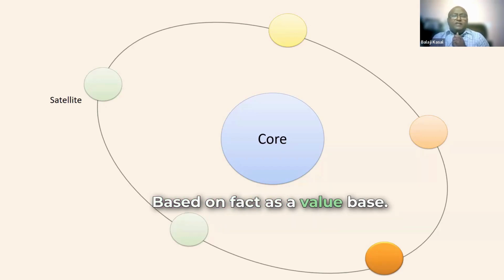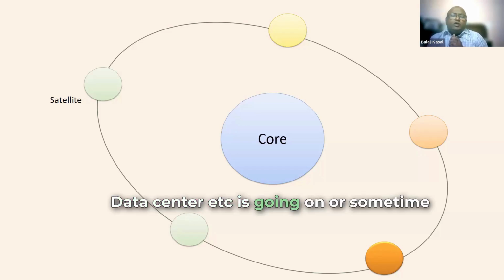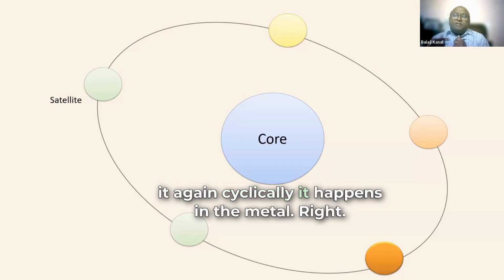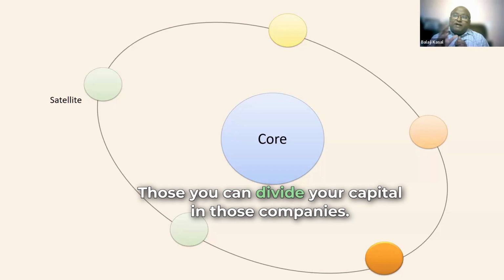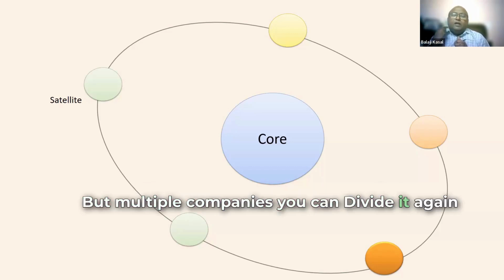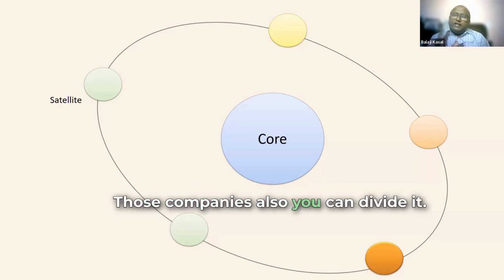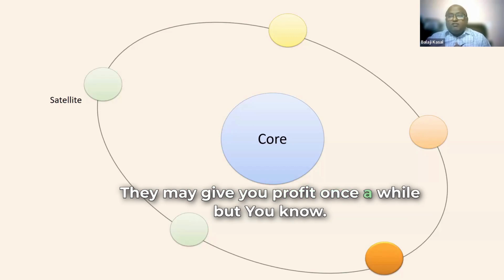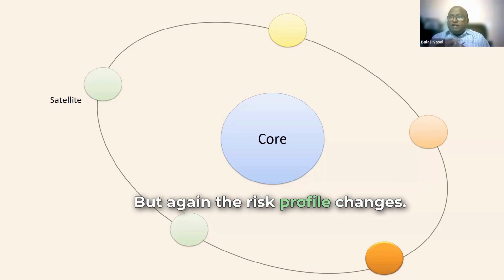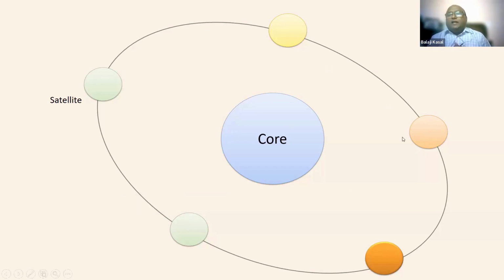Satellite portfolio are the stocks which you want to buy, some you want to trade, right, based on facts as well as value, maybe a specific industry. Currently, if you ask me, energy and data center etc. is going on, or sometimes, cyclically, it happens in metal, right? You can divide your capital in those companies, in multiple companies, again based on the strategy, such as value migration or trigger based investing. Those companies also you can divide. They may give you profit once in a while, but again the risk profile changes. That's why they are shown in different colors, right?